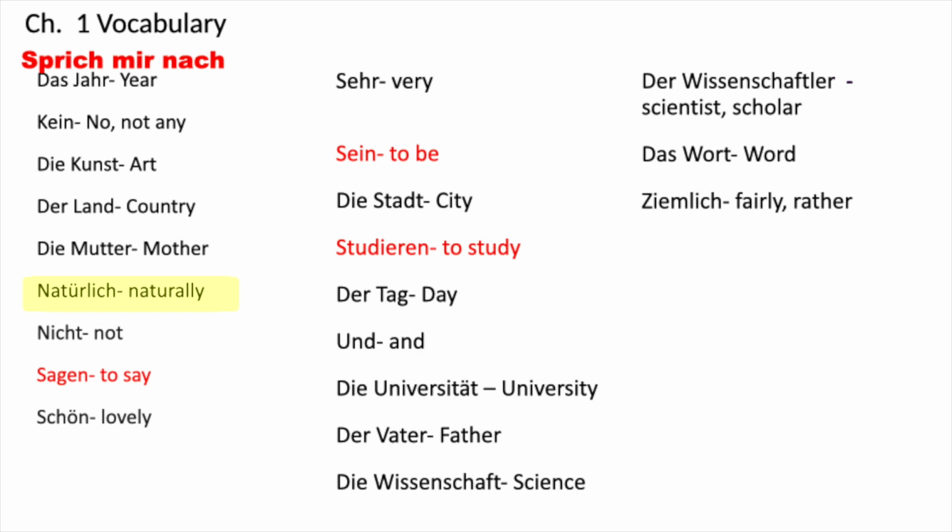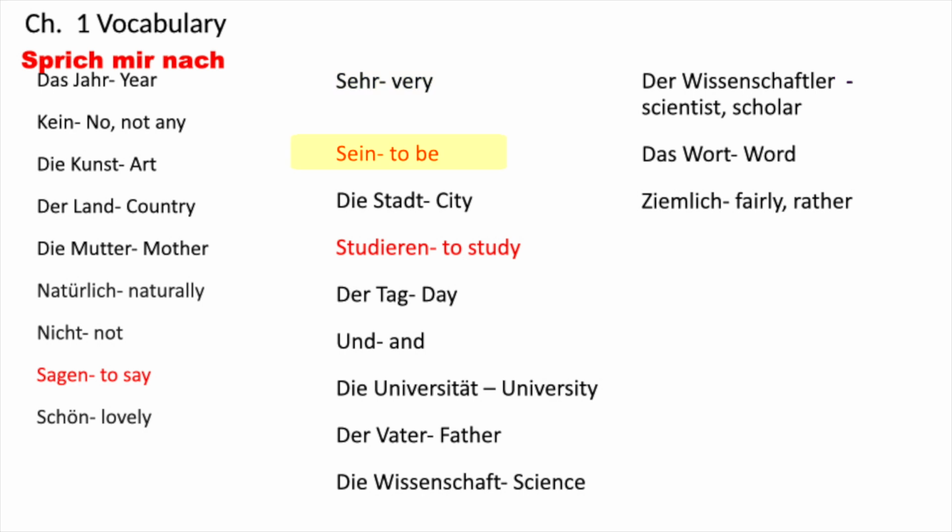Natürlich is naturally. That lich suffix is kind of like the ly suffix to make something into an adverb in the English language. Nicht is not. Sagen, very similar to the English word to say. Sagen is to say. Schön is lovely. Sehr is very.